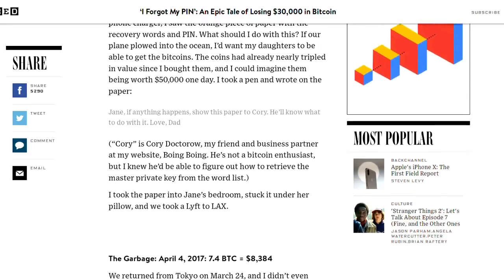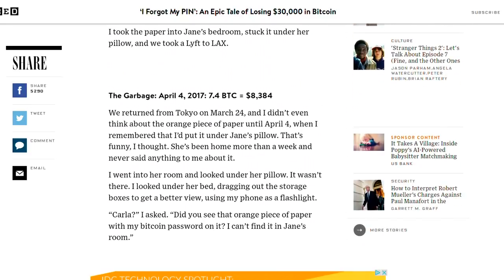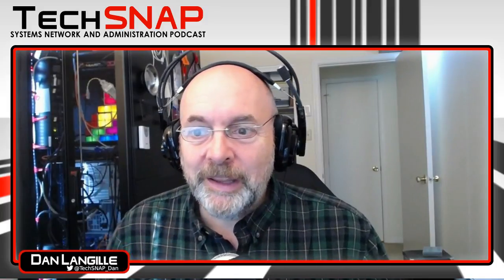They come back from holiday. Bitcoin's worth about $8,400. So it's dropped a little bit in just over 2 weeks. So they went to get the piece of paper out. They couldn't find it. It was nowhere. They checked with the cleaners. The cleaners said that they had found it and thrown it away. Yep. The cleaners had thrown away the piece of paper.